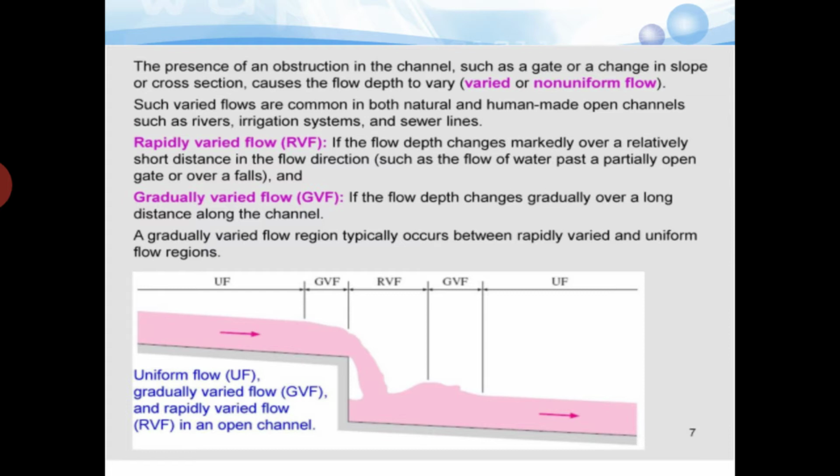Then what do you mean by rapidly varied flow? If the flow depth changes suddenly or markedly over a relatively short distance in the flow direction, such as the flow of water past a partially open gate or over a falls, it is called a rapidly varied flow. And gradually varied flow means if the flow depth changes gradually over a long distance along the channel, it is called a gradually varied flow. Then a gradually varied flow region typically occurs between a rapidly varied flow and uniform flow regions.